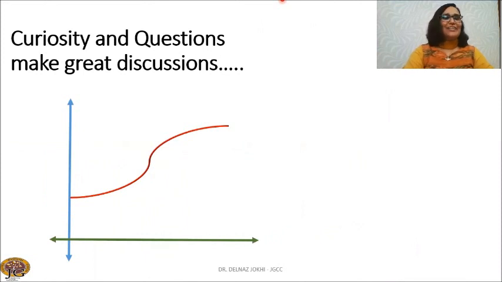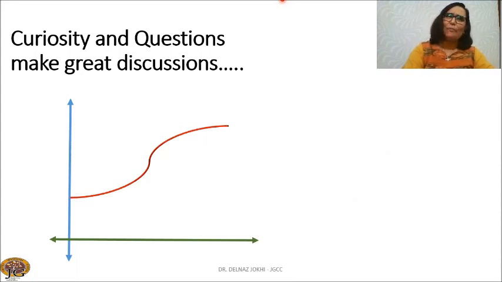Well, before I actually start with this, I always believe that curiosity and questions make great discussions between you and me. So, what do you see on your screens? All right, you see a kind of a graph. You see a kind of a line. Absolutely. What you see in green color is the x-axis, the blue color is the y-axis, and the red color is a kind of a curve.